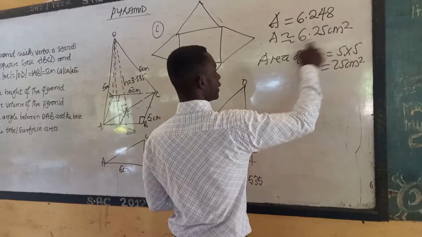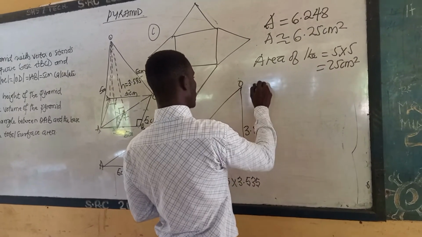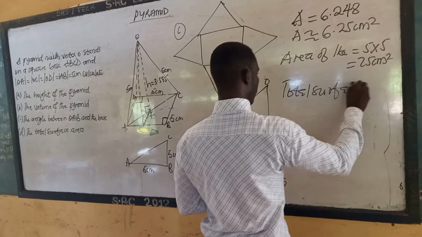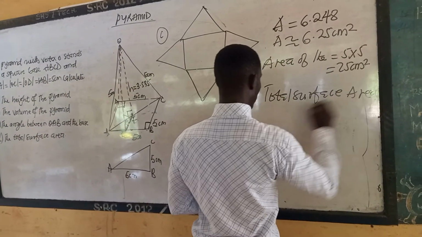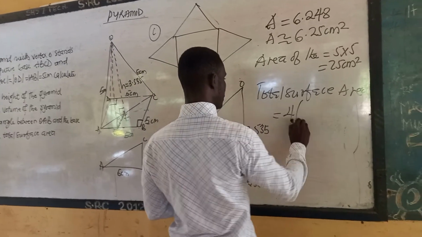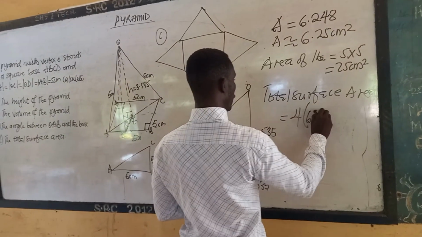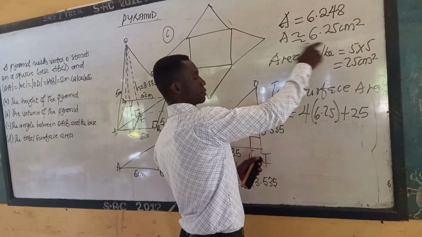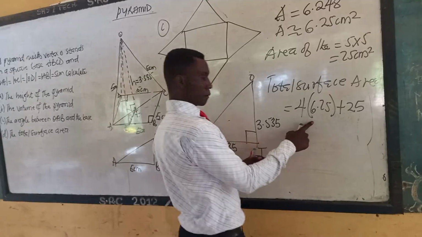But 6.25 is the area of one triangle, so the total surface area is equal to 4 times 6.25 plus 25, because you multiply the triangle by 4. What do you get?